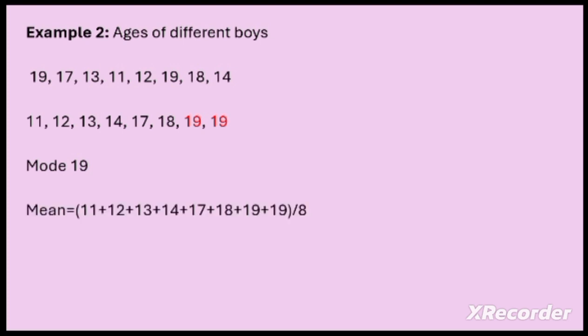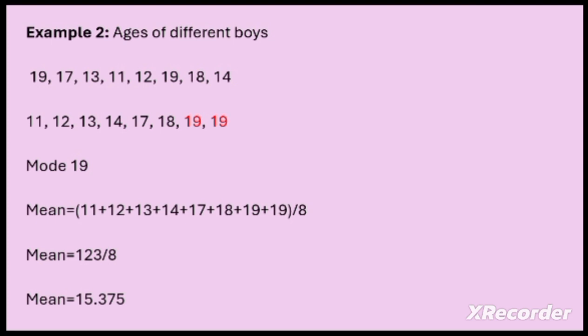Mean. Now mean is very simple. We will follow the same steps. We will add all the values, and after that we will divide by 8. Why will we divide by 8? Because there are a total of 8 boys. So 123 divided by 8 is approximately equal to 15.375.